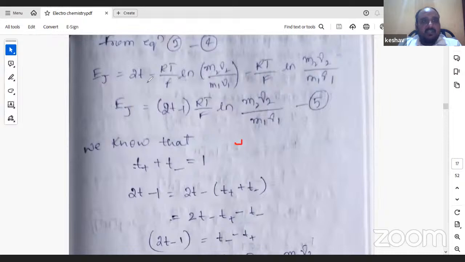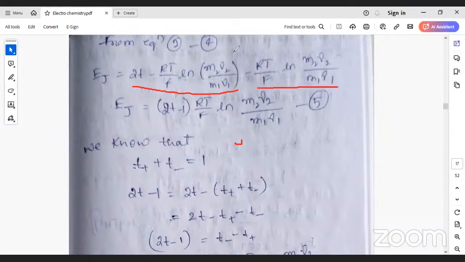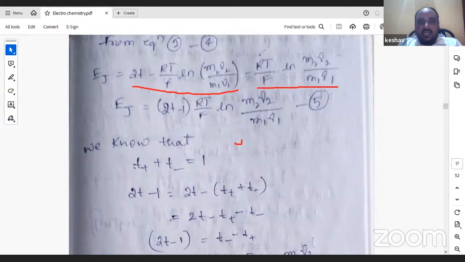So this subtraction we will see. This is the equation with transference: 2t minus RT by F ln M2 gamma 2 by M1 gamma 1. This is the equation for without transference, that is, with no liquid junction potential: RT by F ln M2 gamma 2 by M1 gamma 1. So here this is the common term. This entire term is common in both equations. Therefore, we have to take it common, and we'll get 2t minus 1.